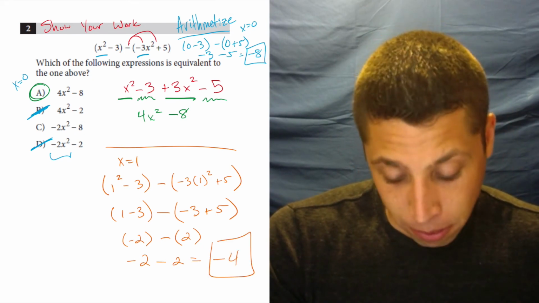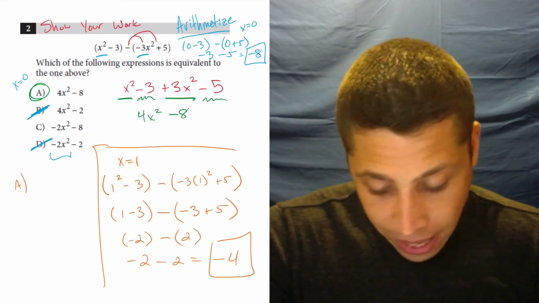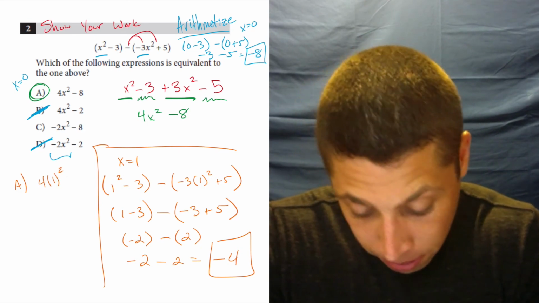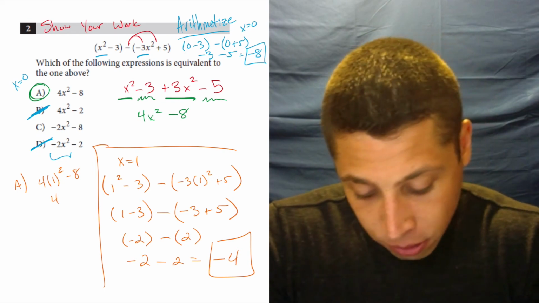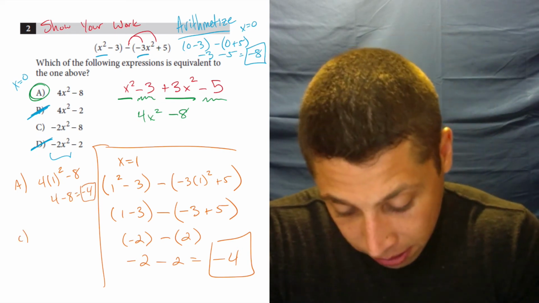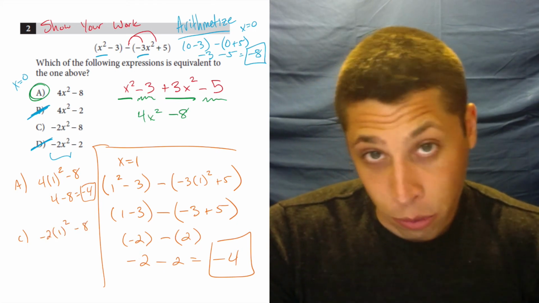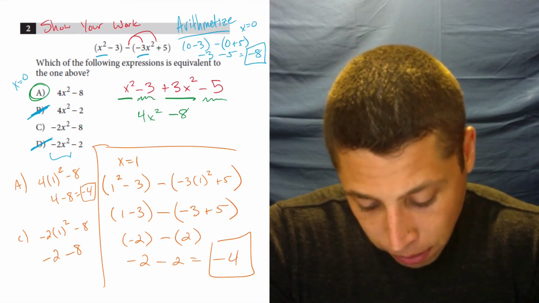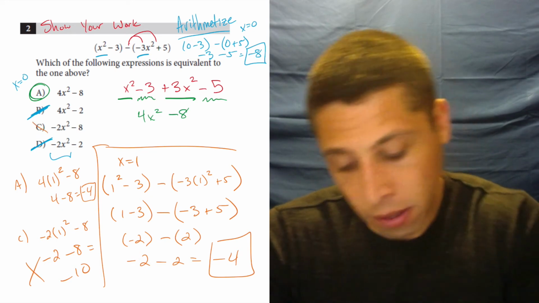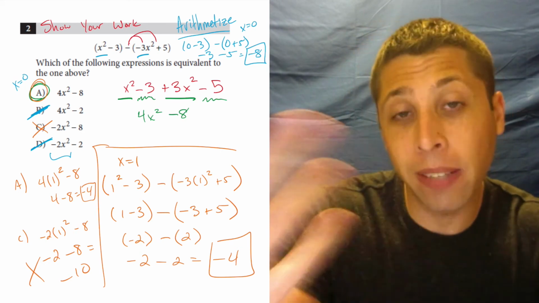That's our magic number. And now when we go to the answer choices, we only need to try it in A and C, and we're looking for that negative 4. So 4 times 1 minus 8 is 4 minus 8, which is negative 4. Check. Let's try C. Negative 2 times 1 squared minus 8. 1 squared is 1 times negative 2 is negative 2 minus 8 is negative 10, which is wrong. And that gets me to A, which is what I knew it was before, but there you go.